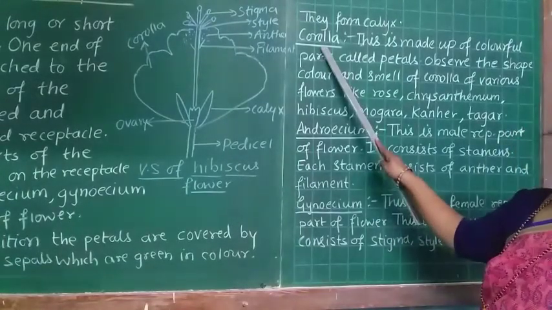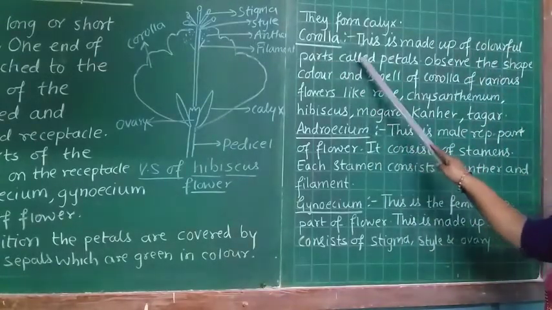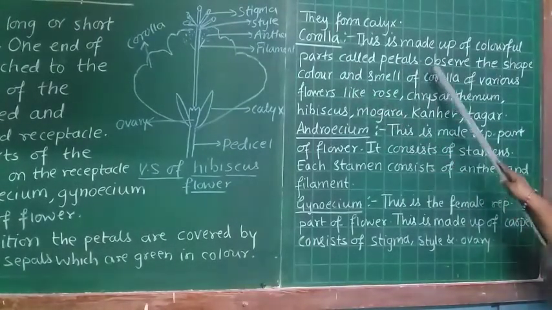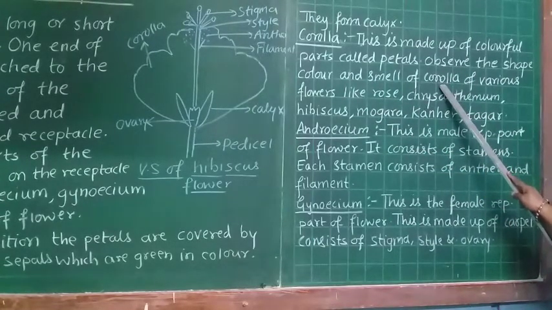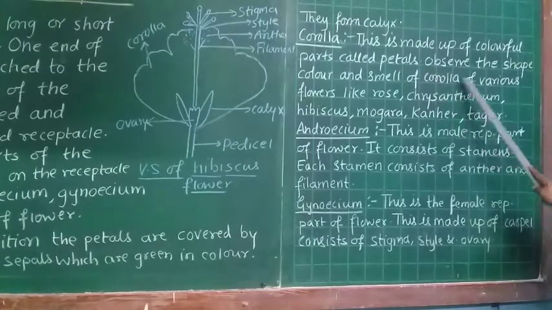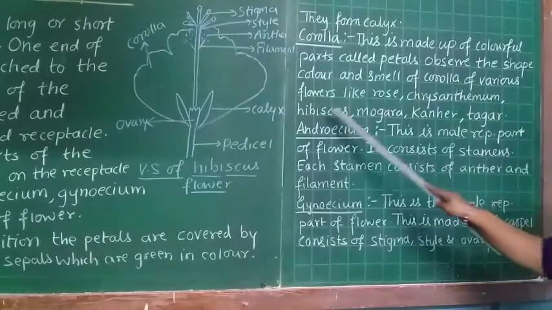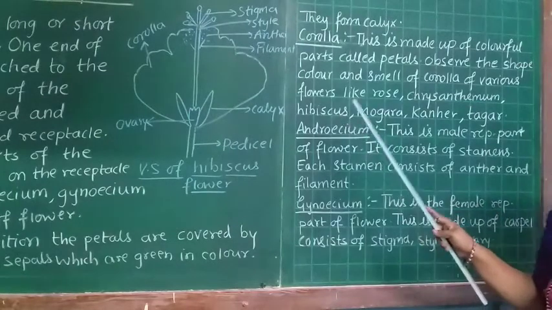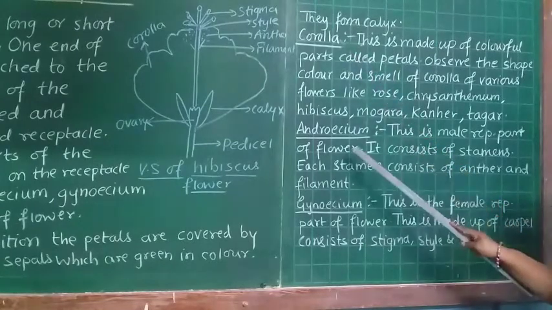The next point is corolla. This is made up of colorful parts which are called petals. Observe the shape, color and smell of the corolla. Corolla is a very colorful part of the flower. Various flowers you have to observe, like rose, chrysanthemum, hibiscus, mogra, paneer and tagar. All these flowers have a very nice smell and a very colorful corolla.